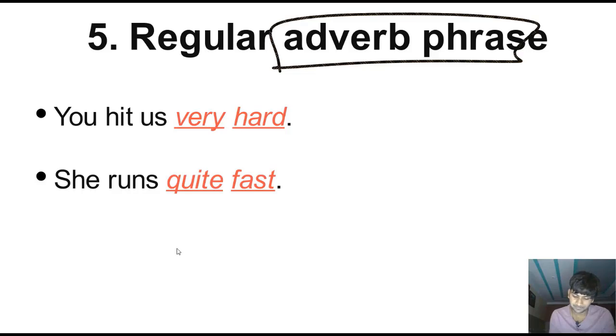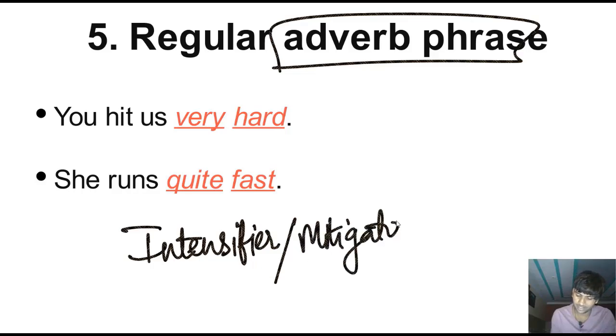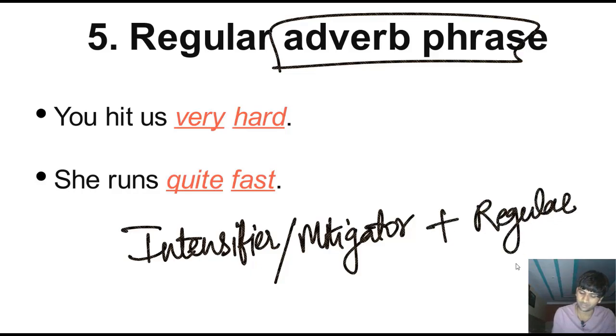So we have an intensifier, which is basically an adverb, or a mitigator, which is also an adverb, plus a regular adverb, right? This is how we form a regular adverb phrase. An intensifier is a word that intensifies the meaning of an adverb, and a mitigator is a word that doesn't intensify, that weakens the meaning of the adverb.